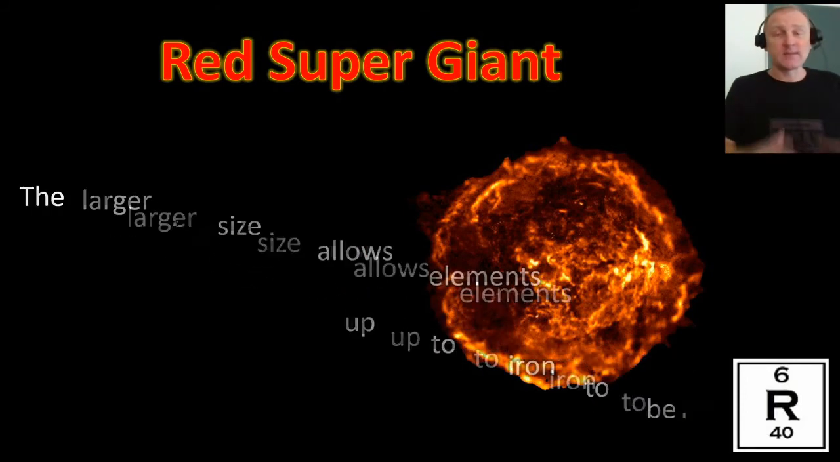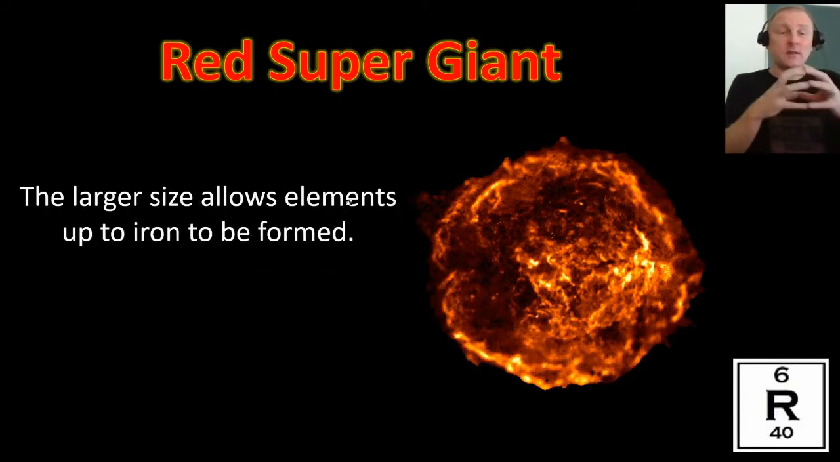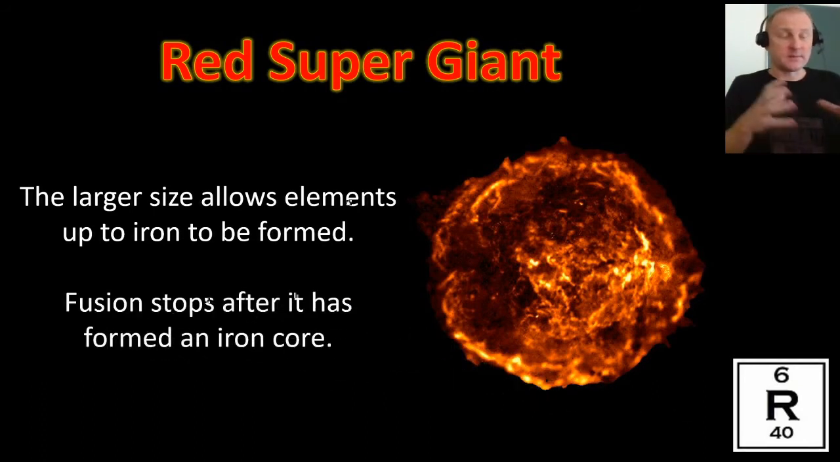In a supergiant, because the core has even more mass than a giant, the giant will only convert things up to oxygen. With a red supergiant, it allows larger elements all the way up to iron to be formed. So in red supergiants, all the elements up to iron will be formed. Eventually, it'll run out of atoms to fuse. It'll stop once the core becomes iron.